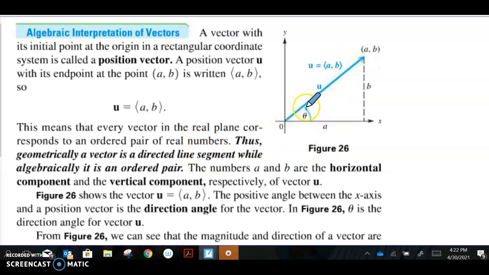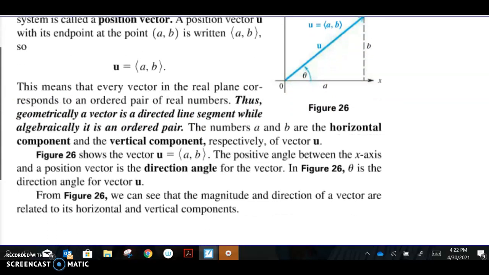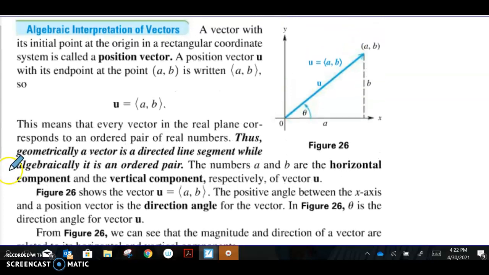We want to look at this theta. We always like to know this angle up from the x-axis. And if you think about it, the tangent of that angle is going to be opposite over adjacent. The tangent's just going to be b over a. So as long as we know this coordinate, I can tell you the direction. I can tell you what that angle is.